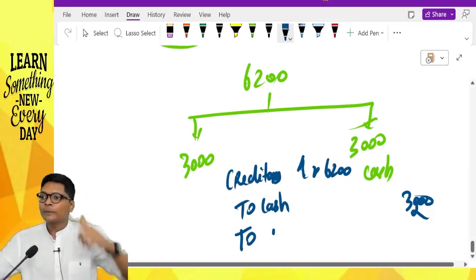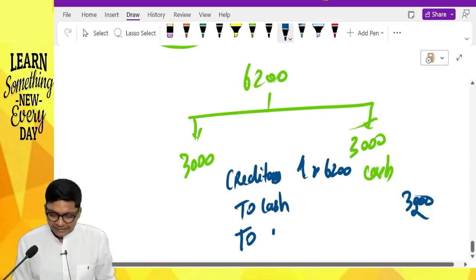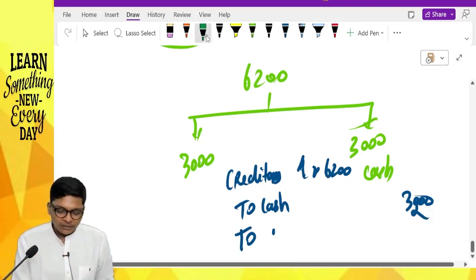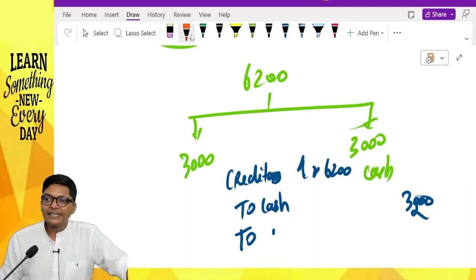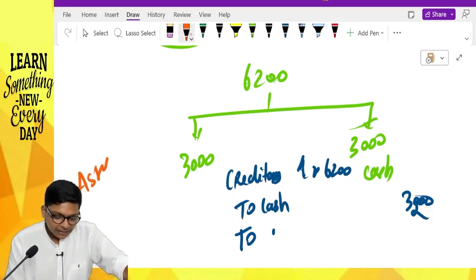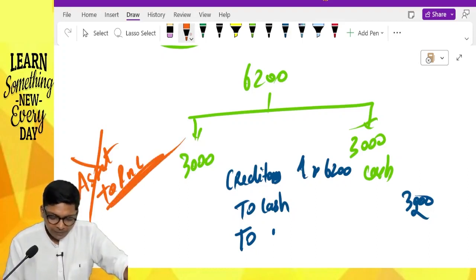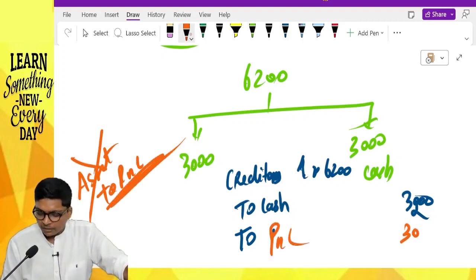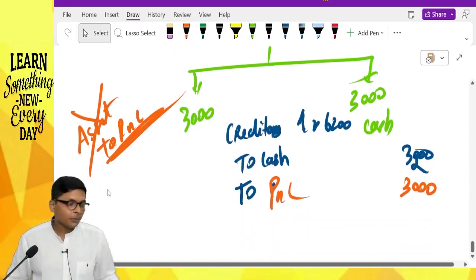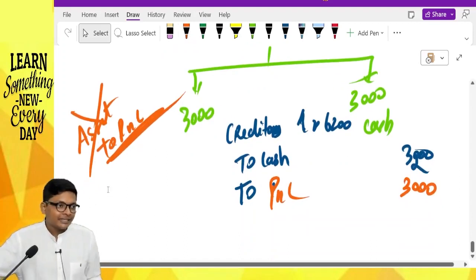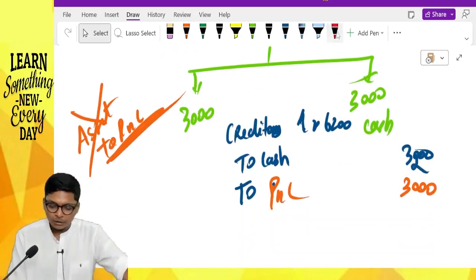Unrecorded asset is taken over by the creditor, so I have to close my creditor. It's a profit for me. Simply put, if I am getting an unrecorded asset, the entry will be asset to P&L. Now I don't have the asset, so to P&L 3,000. Correct? This is the normal entry. Are you all following the entry?